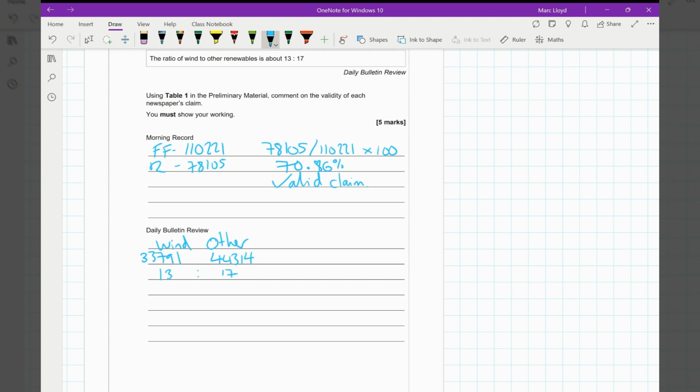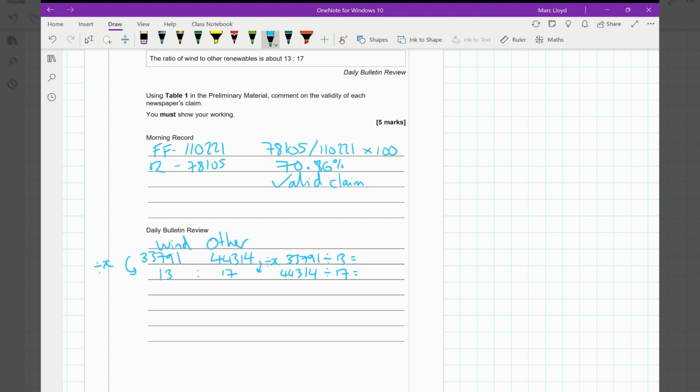I suppose we could do it. Can we do it this way? I'll do it a different way, just for fun. 33791 divided by 13, 44314 divided by 17, because if we're going to divide by the same thing, we should get a similar answer to these 2 calculations. My method was much better, but here's what it is.